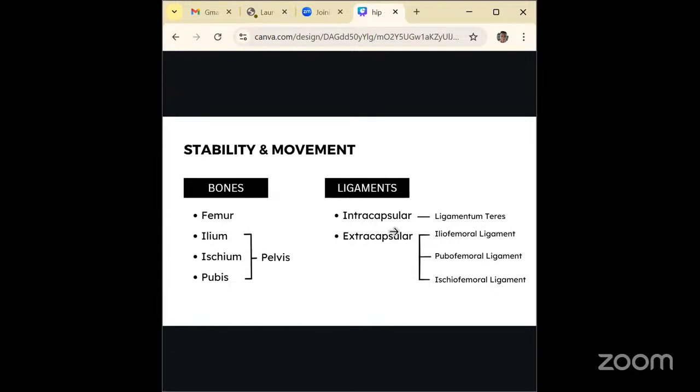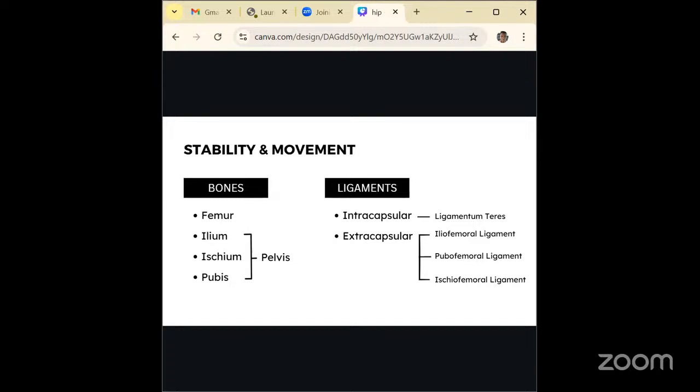So then the ligaments that we have are the intracapsular and extracapsular ligaments. There's just one intracapsular. Intra meaning that it is within the joint capsule, and extracapsular means it is outside the joint capsule. The one that is within the joint capsule is ligamentum teres. This is the ligament to the head of the femur. It's a very common ligament, and it provides only slightly significant stability for the hip joints. But for the extracapsular, we have iliofemoral, pubofemoral, and ischiofemoral.